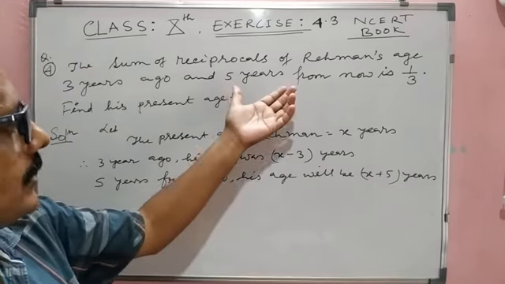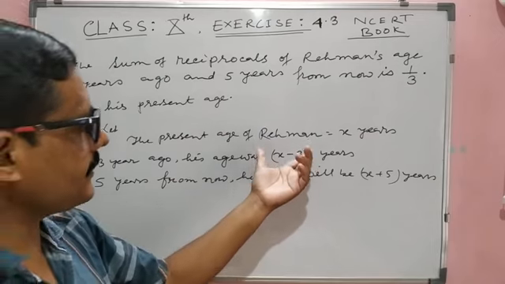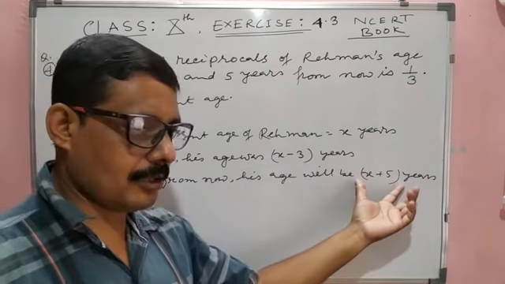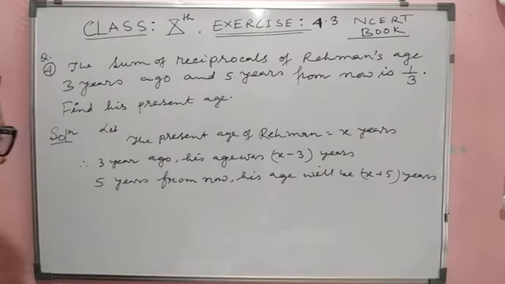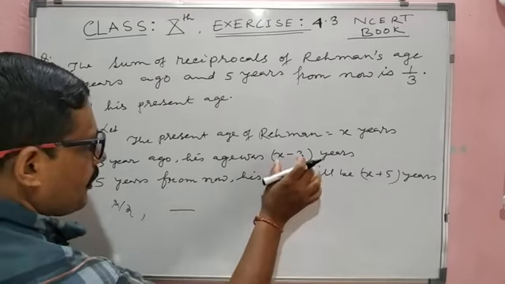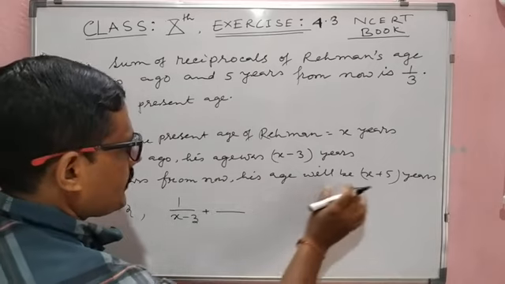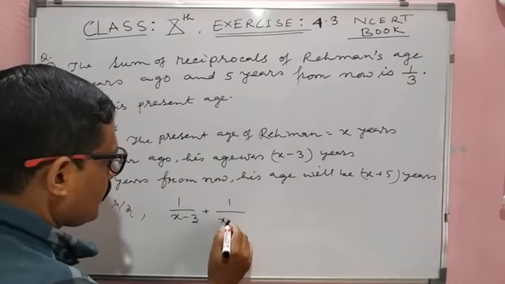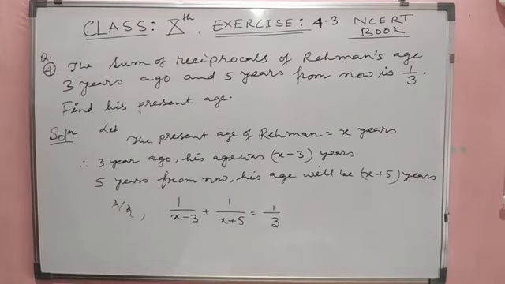So according to the question given, this age and the reciprocal of this age together will be 1 by 3. That means, according to the question we get reciprocal of this means 1 by x minus 3, and reciprocal of this means 1 by x plus 5, and that should be 1 by 3. So this is the equation.